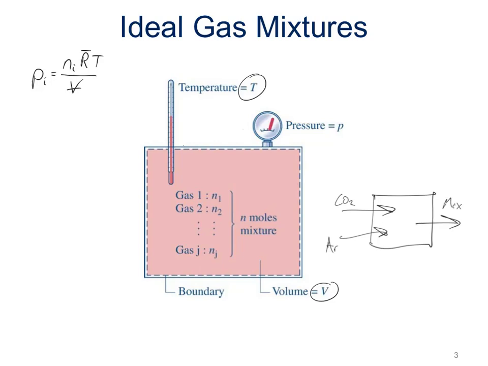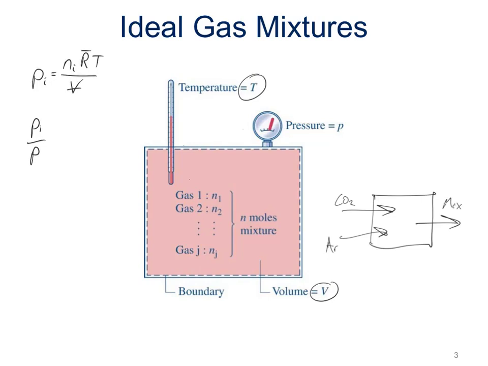Now, I don't want to calculate it that way. I want to calculate with information that we already have from the problem. So if we look at this partial pressure and we divide it by the total pressure, this is the pressure just for one component.